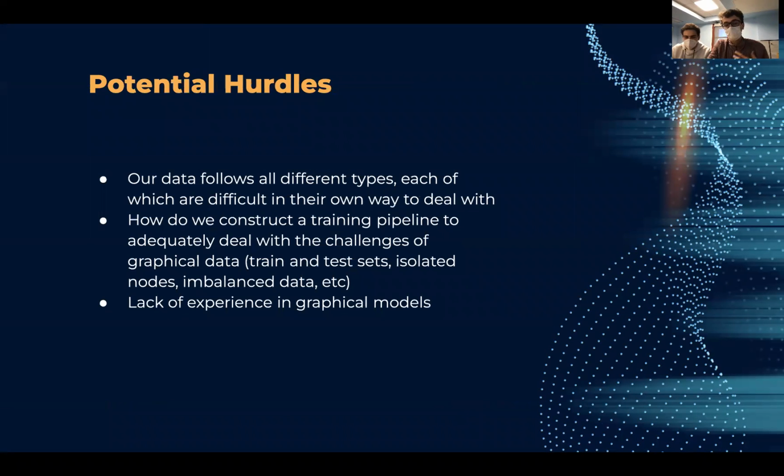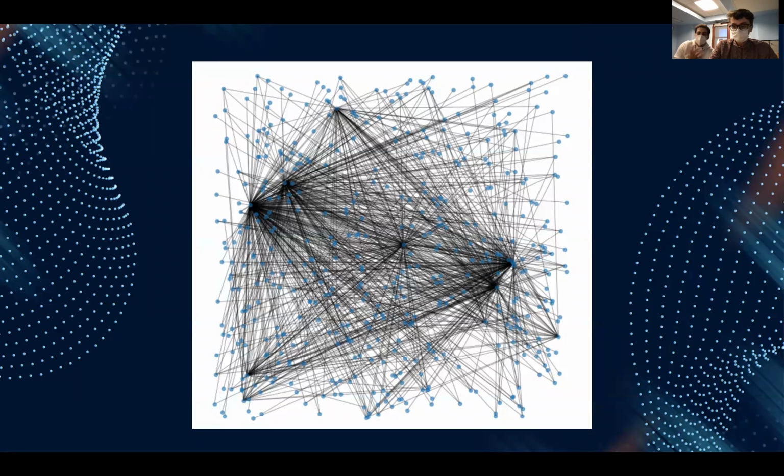But given this social network of graphs of edges, we really had some problems. There were different types of data that we had to deal with: categorical data, relational data. We had no test labels, so we had to conduct our own training pipeline, and we have no experience in graphical models.